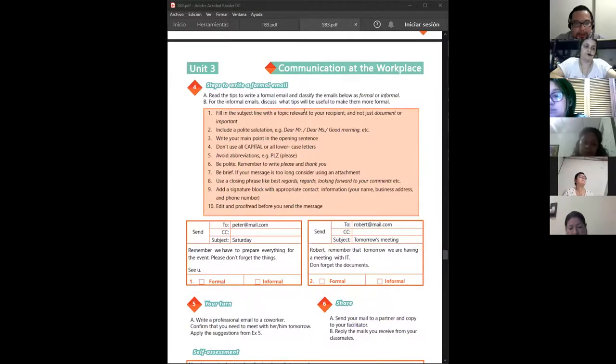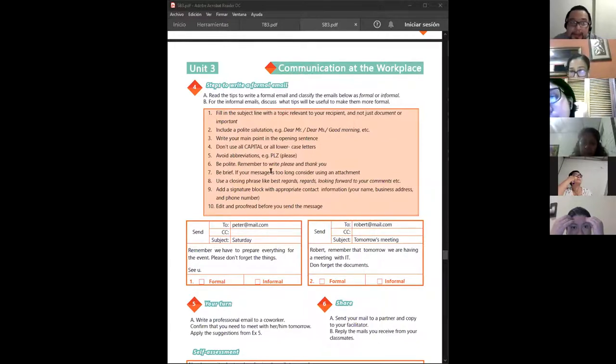Okay, what I need you to do is read this part, read the tips to write a formal email and classify the emails below as formal or informal. For the informal emails, you have to discuss what tips will be used to make them more formal. For example, if we say, fill in the subject line with a topic relevant to your recipient and not just document or important. That is formal or informal? Formal? It's the formal way.